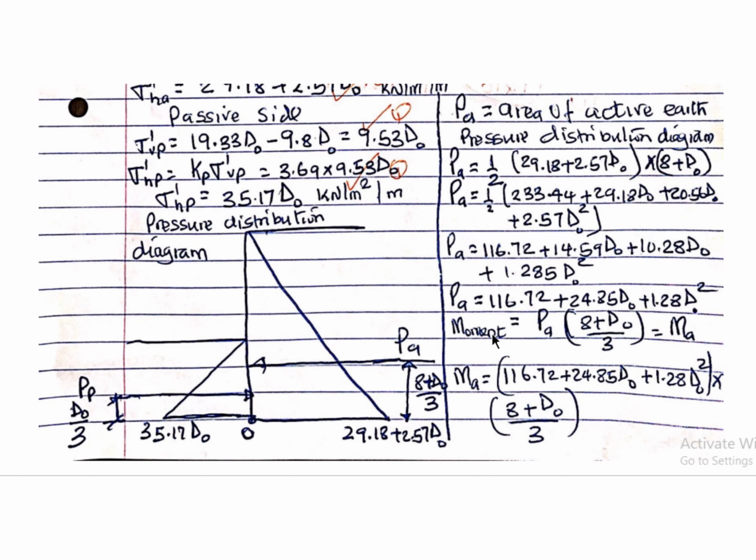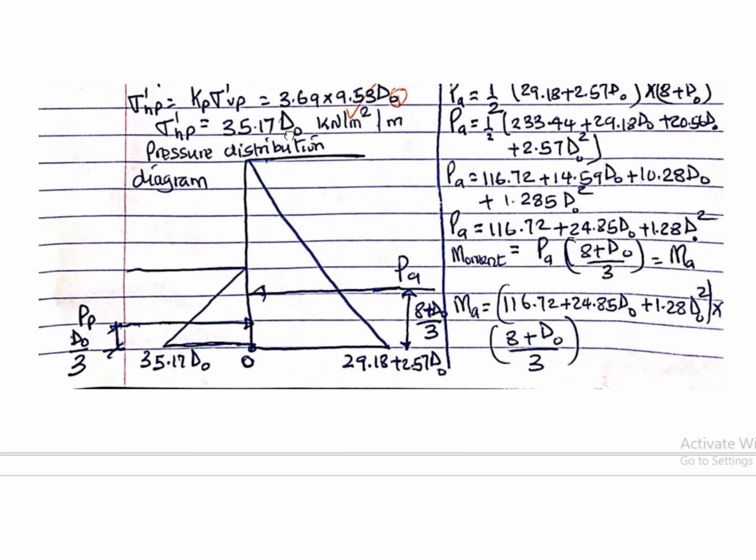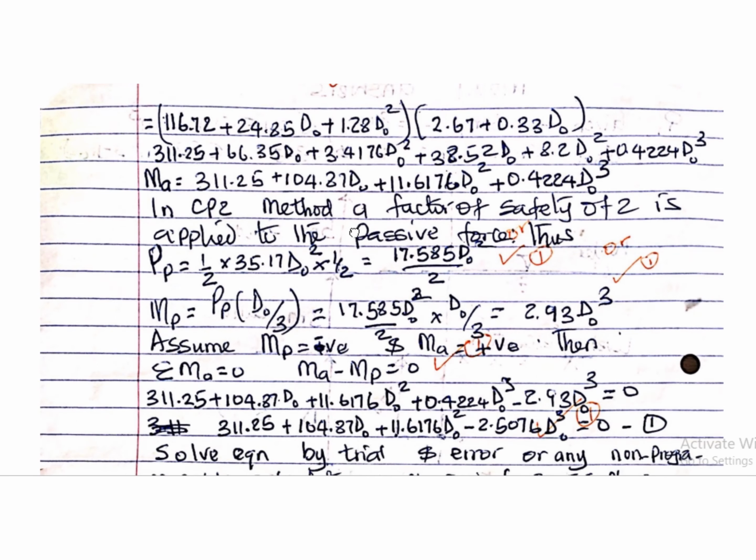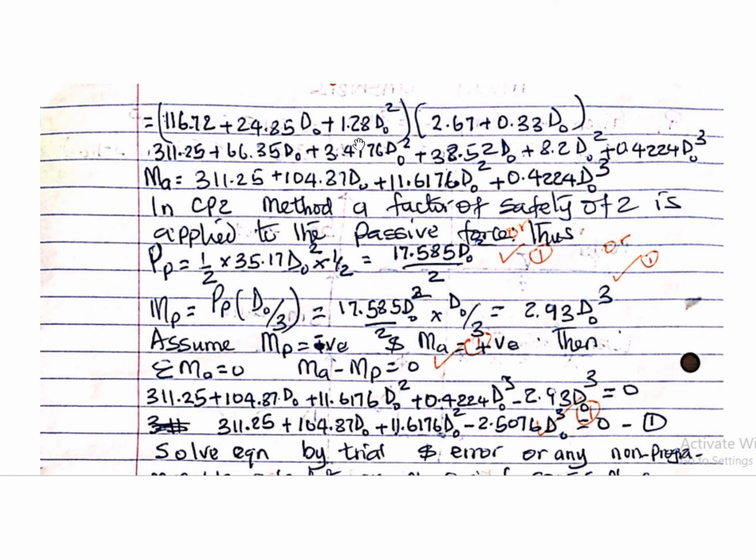Then the moment is the force times the lever arm. A lever arm, as shown, is 8 plus d naught over 3, so that's the moment on that side. So you can do the substitution. Okay, that's just arithmetic, which you can do in your own way. Myself, I got this expression for MA, alright.